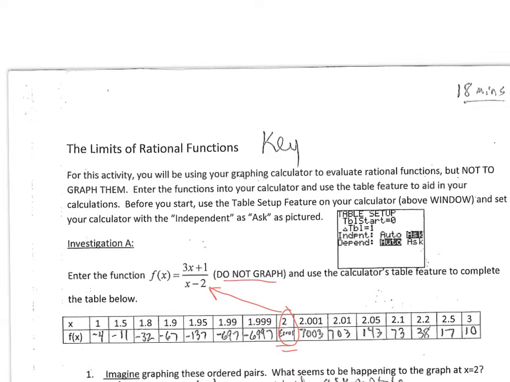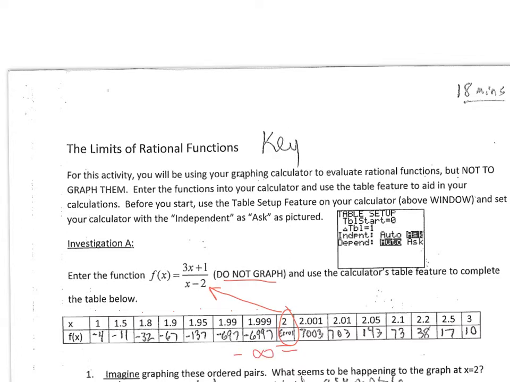Okay, so here we've started at 1, and then we went to 1.5, 1.8, 1.9, 1.95, 1.99, 1.999. Now some people want to say this is getting closer and closer to like 7,000 or something like that. But try putting in 1.99999 and just keep adding 9s. You're going to find that ultimately, as we get closer to 2, we start going towards negative infinity.